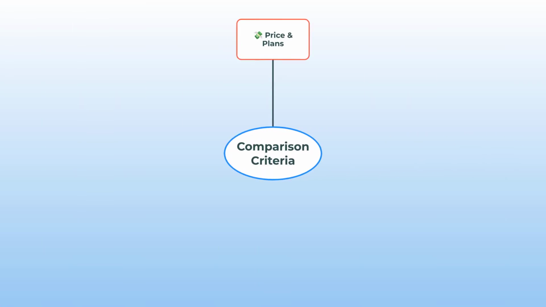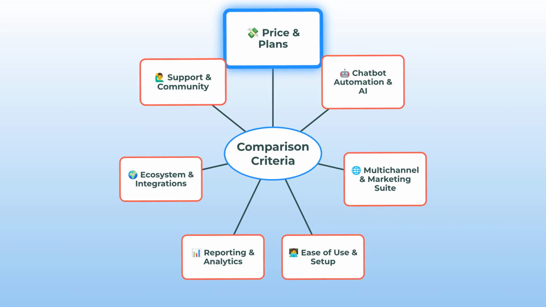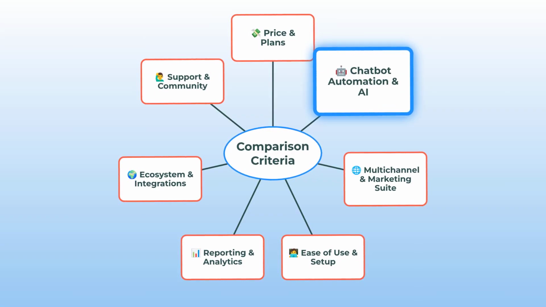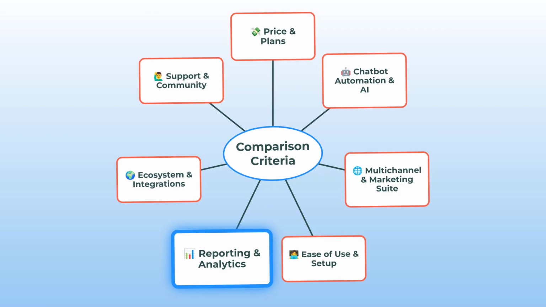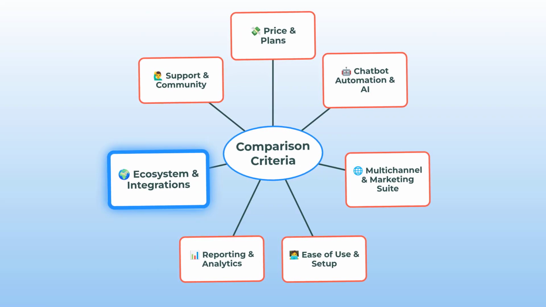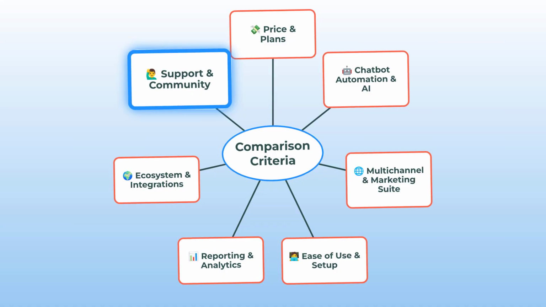So, here's the roadmap for this comparison. We're looking at 7 big things. Price and plans, chatbot automation and AI, that's got to be spicy, multi-channel and marketing suite, ease of use and setup, reporting and analytics, ecosystem and integrations, and finally, support and community. Everything you actually care about when picking your chatbot tool.